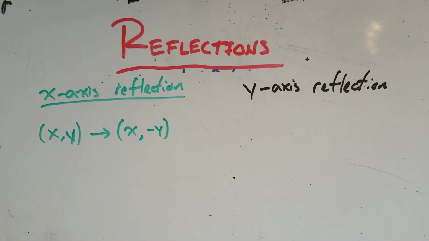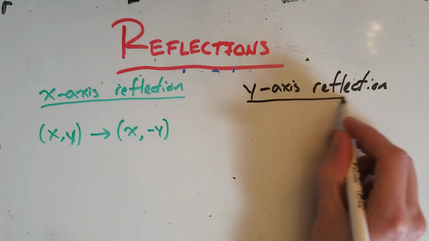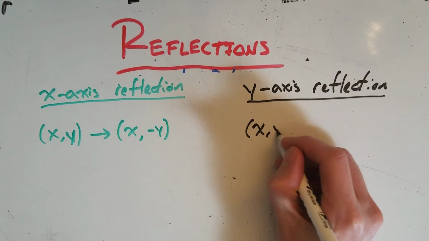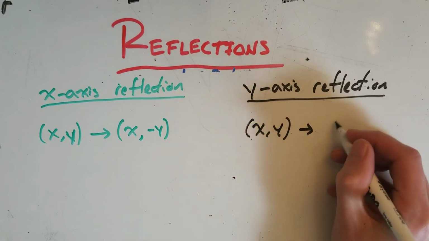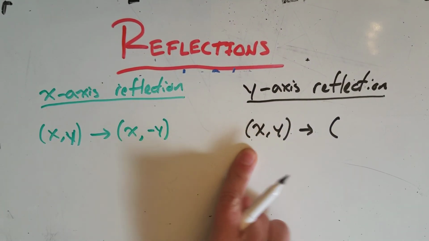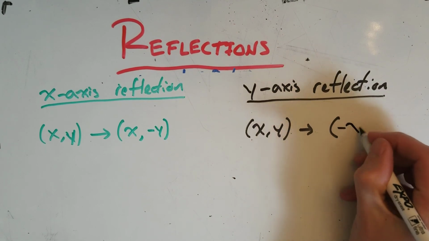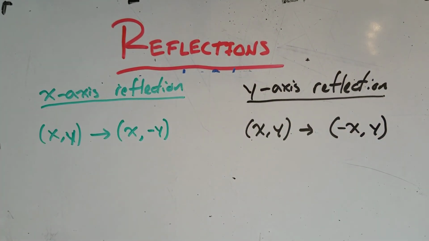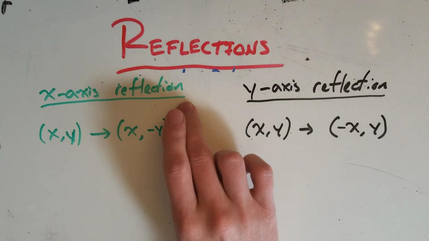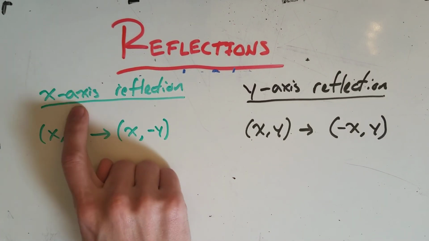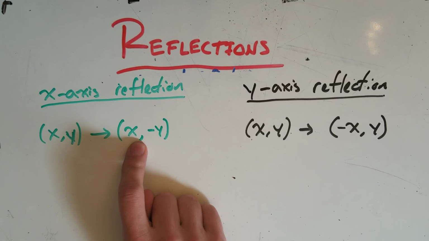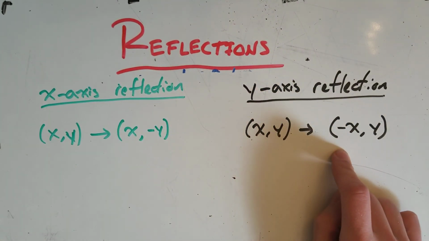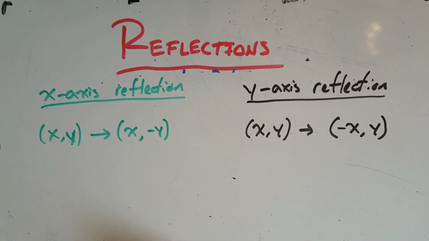And for a reflection over the y-axis, y stays the same, and x becomes the opposite. So whatever your original ordered pair is, x is going to become the opposite, and y will stay the same. You can think of it like whatever axis you're reflecting over, x, that's the coordinate that stays the same. If you're reflecting over y, that's the coordinate that stays the same. You can think of it like that.